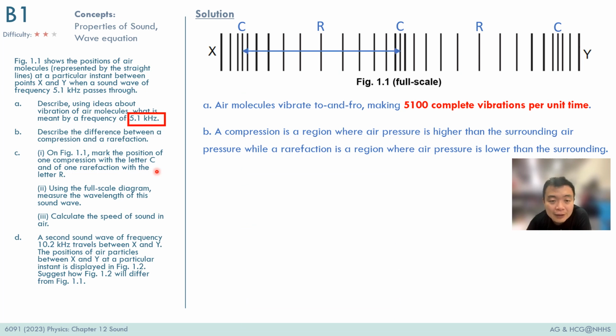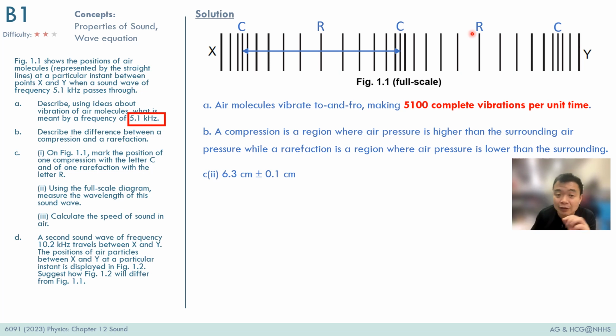And measuring the sound wave, you've done this before. Choose any compression to compression. You can choose this compression to this compression. You can choose this rarefaction to this rarefaction. It doesn't quite matter. You get the same answer. But because the printing might be different for different batches, your answer might not be exactly 6.3 cm. But as long as you know how to measure the wavelength, I think that's the most important part.